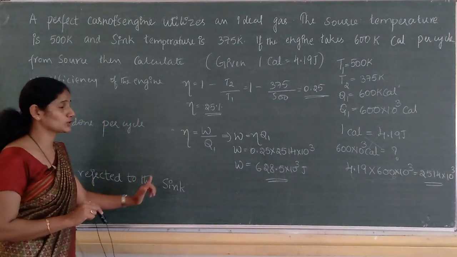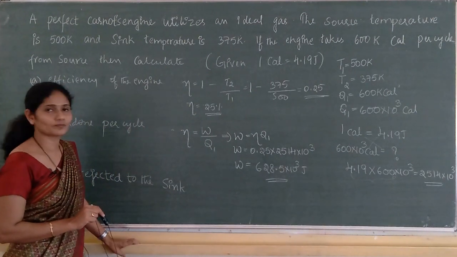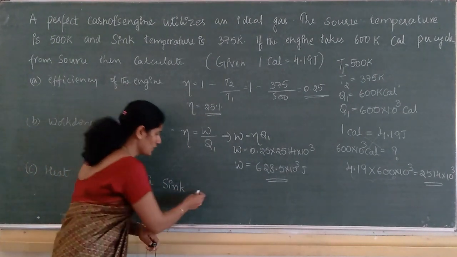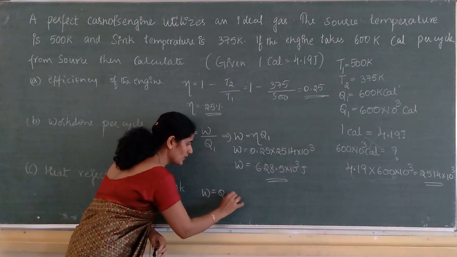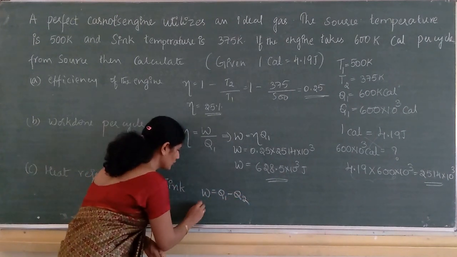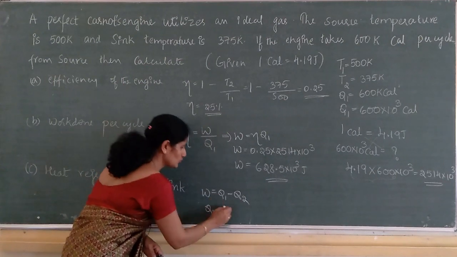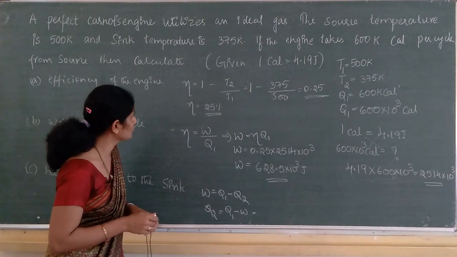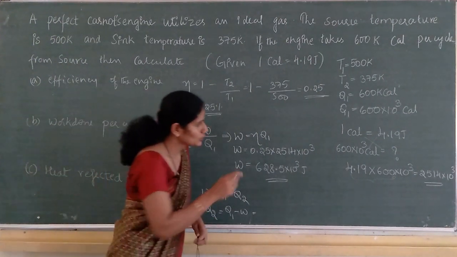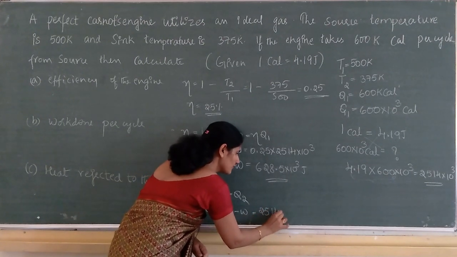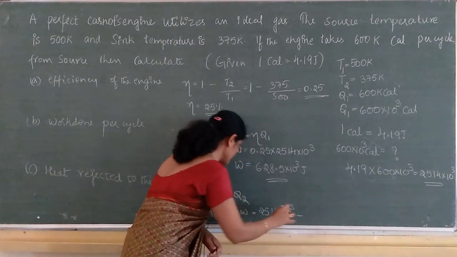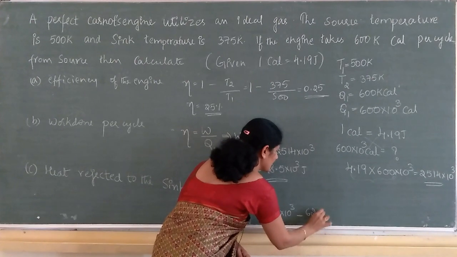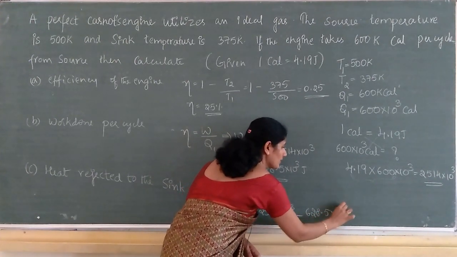Next one, heat rejected to the sink, that is Q2. Now, we know the value of W, we know the value of Q1. So, we can easily calculate Q2. So, W is equal to Q1 minus Q2. Therefore, Q2 is equal to Q1 minus W, right? Q1 is 2514 into 10 to the power 3 minus W, which is 628.5 into 10 to the power 3.